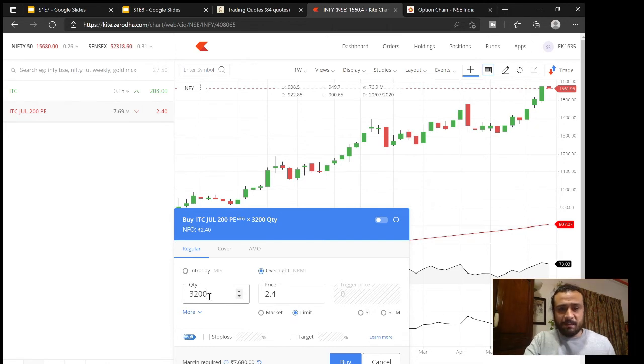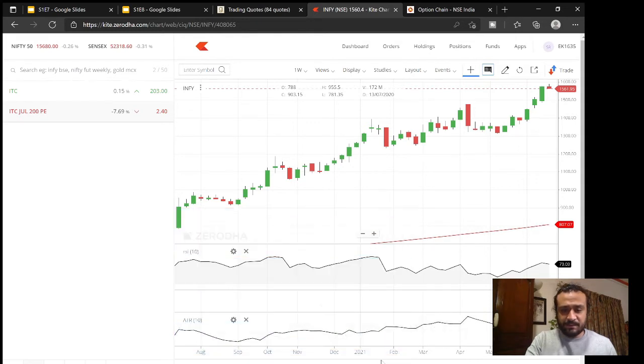So what is the premium required? 3200 into 2.4. That comes up to, here Zerodha does a beautiful calculation for you, you don't have to worry, 7680. That is all you have to pay to buy that option. Is that clear? Now let us look at selling of the option.